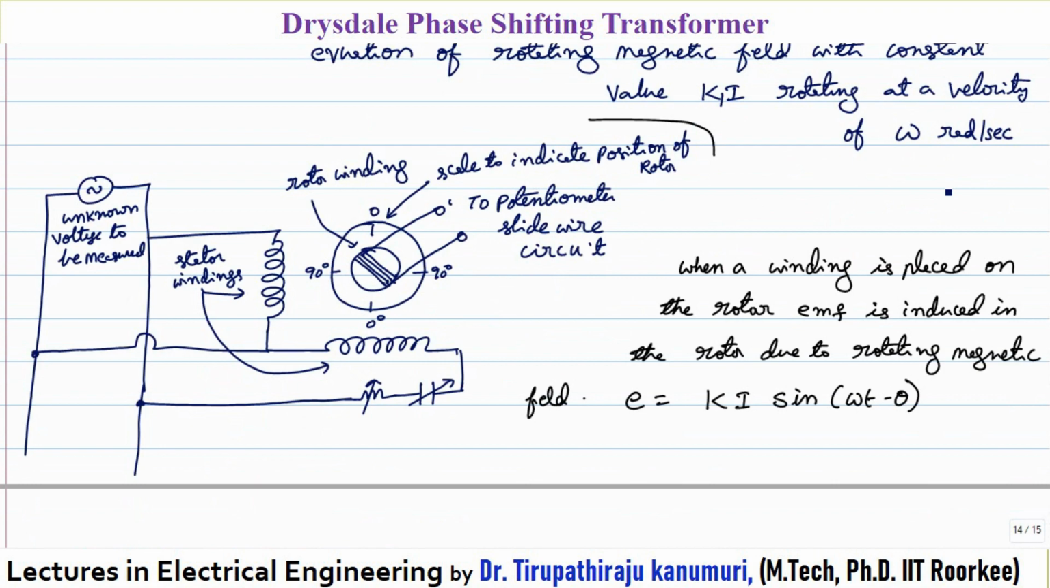We can use this principle for getting the phase shifting transformer. So let us see how this can be employed. For this, I am taking a sinusoidal supply. For this supply, I am keeping two windings on the stator. This is my first winding, which is directly connected to the supply, and this is my second winding. This second winding is connected in series with a capacitor and a resistor. The values of the capacitor and resistor are adjusted in such a way that there will be a phase shift of 90 degrees between these two windings.